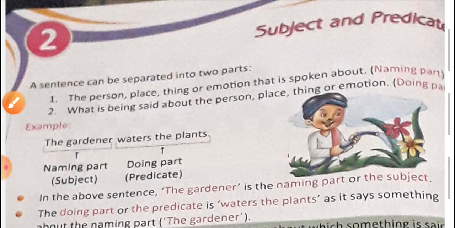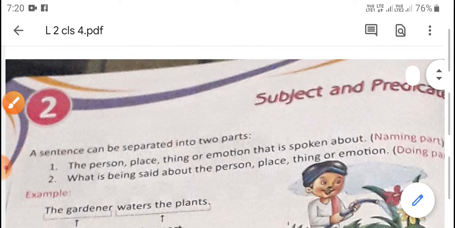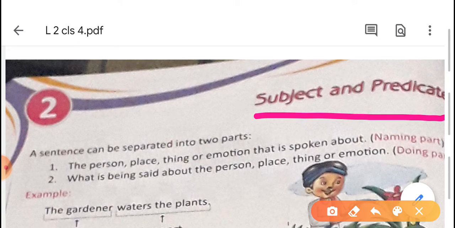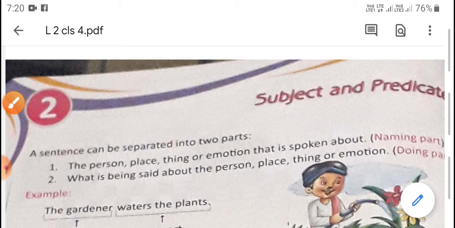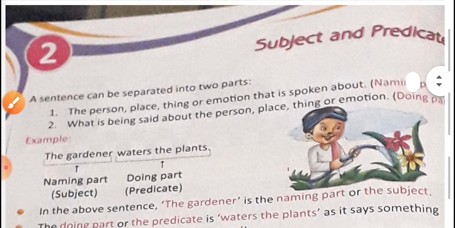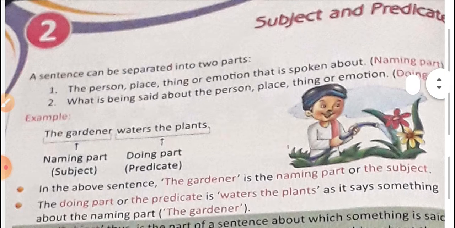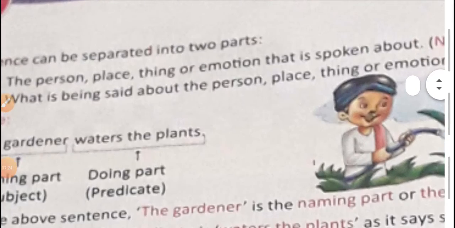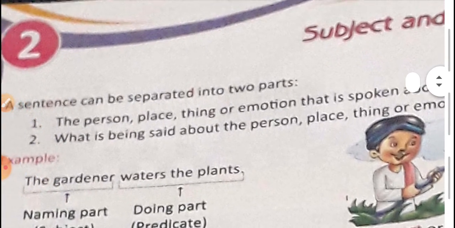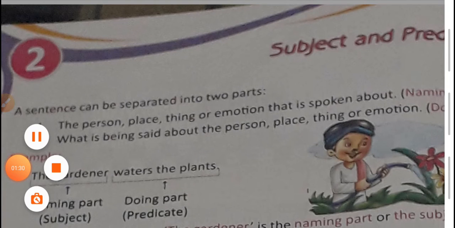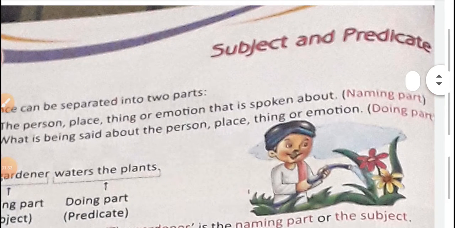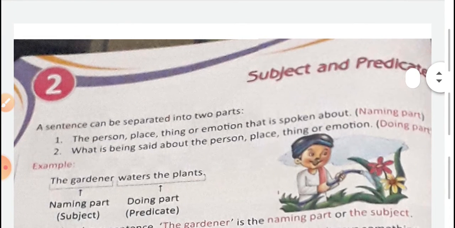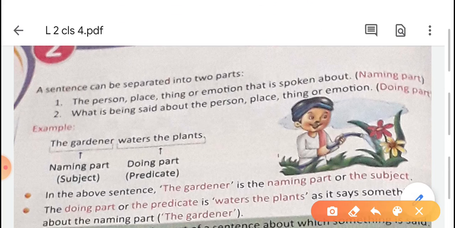Now our lesson 2 is about subject and predicate. What is a subject and what is a predicate? In our third class we already learnt about subject and predicate. A sentence can be separated into 2 parts. They are naming part or a doing part, or we can say subject and a predicate.